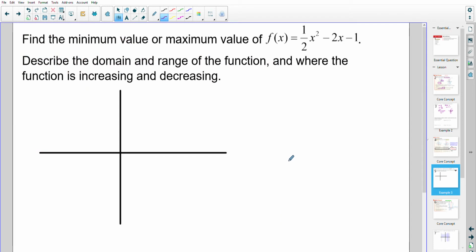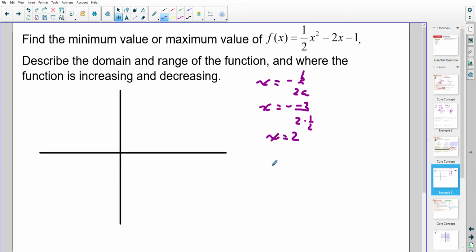Taking a look at this one, finding the minimum or maximum value, and then getting back to the domain and the range. So first of all, always starting with your x equals negative b over 2a to find out the x coordinate of the vertex. B is negative 2, so it's negative 2 over 2 times 1/2. And x is equal to, let's see, positive 2 divided by 2 is, divided by 1 is equal to 2.